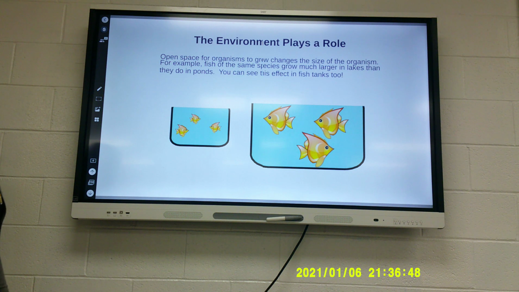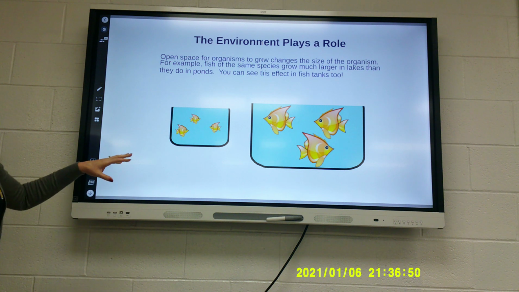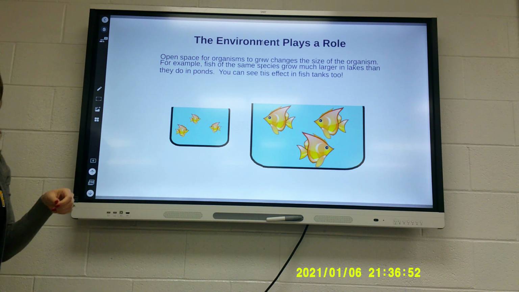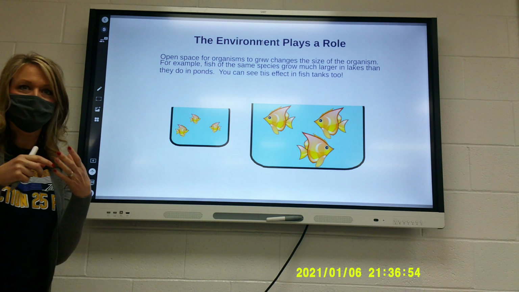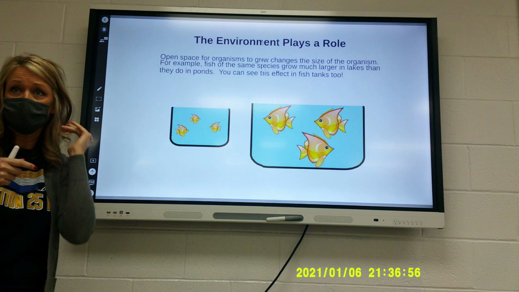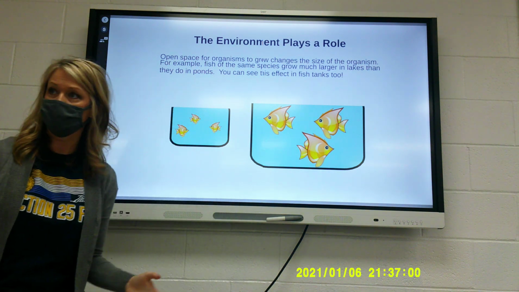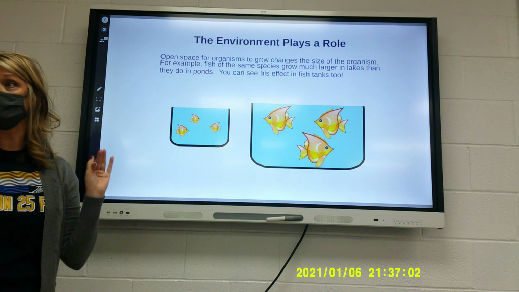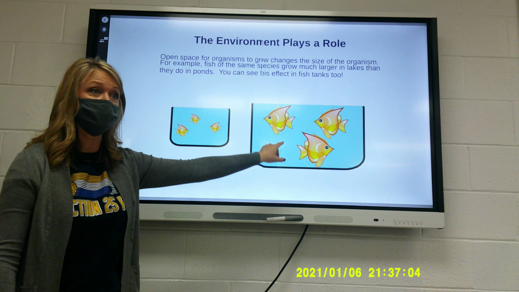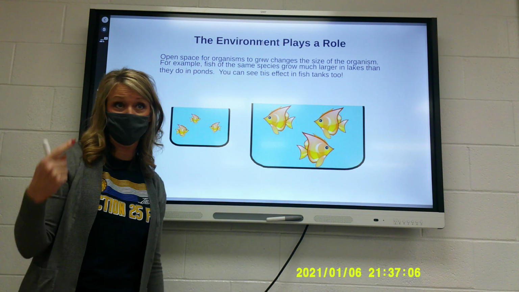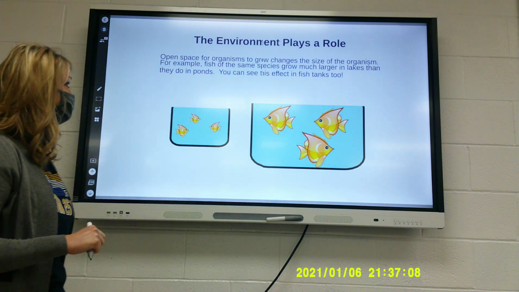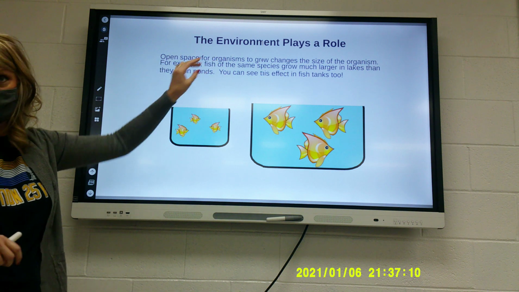The environment plays a role. If I put 3 goldfish in a little bowl at my house, they're not going to get very big. If I were to put 3 goldfish in a 50-gallon tank, those goldfish are going to grow much larger because they are not in competition with each other for space and for food, which is basically what that says.